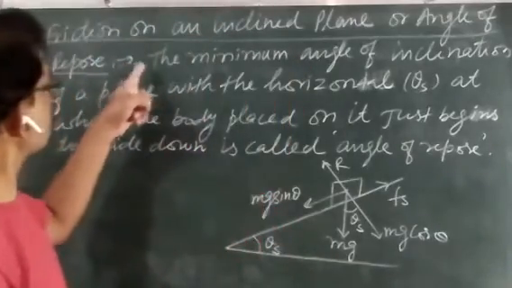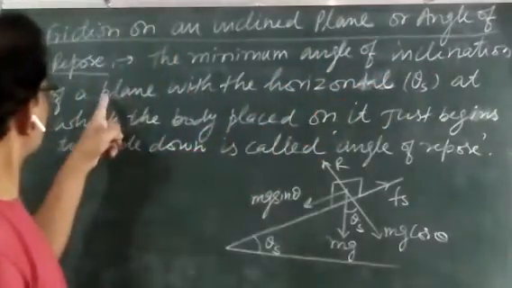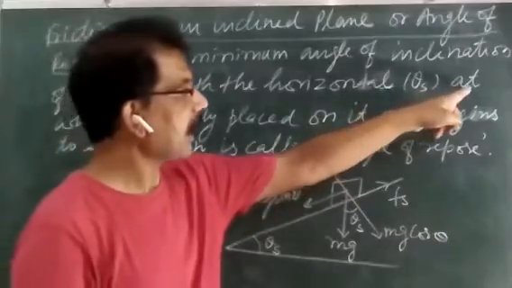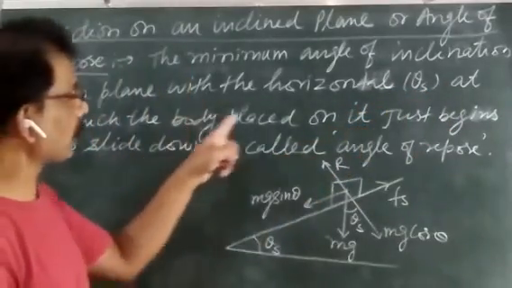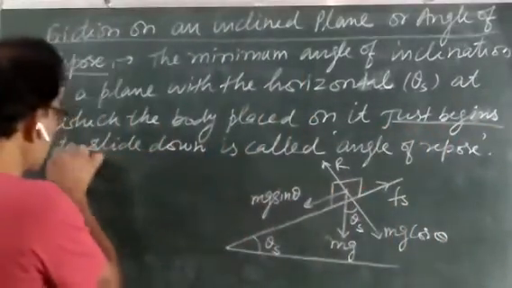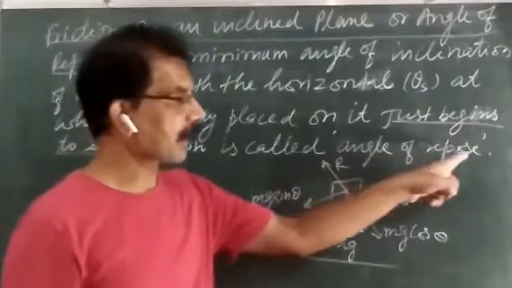And how can we calculate this angle of repose? Suppose, first the definition: the minimum angle of inclination of a plane with the horizontal at which the body placed on it just begins to slide down is called the angle of repose.